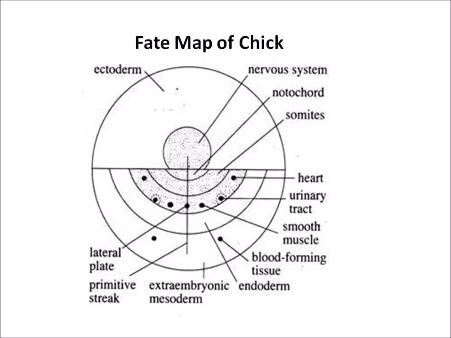This shows the fate map of chick. In chick, the three germ layers of the embryo proper are formed by the epiblastic cells. The epiblast also forms a considerable amount of extra embryonic mesoderm, that means membrane. The fate map of chick reveals that the cells of the epiblast are organized around the notochord and nervous system.